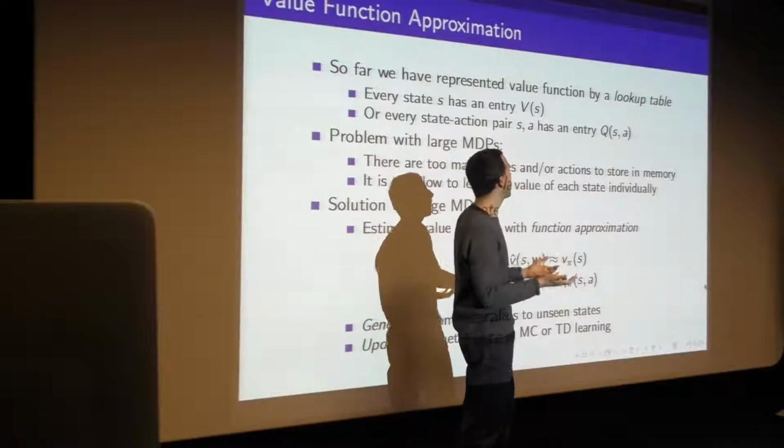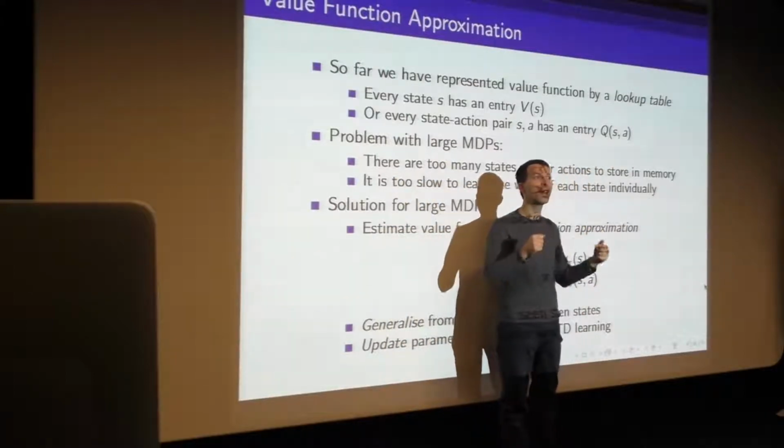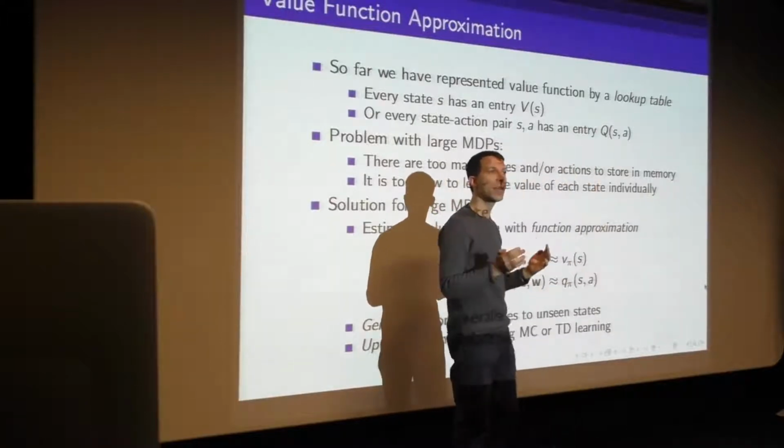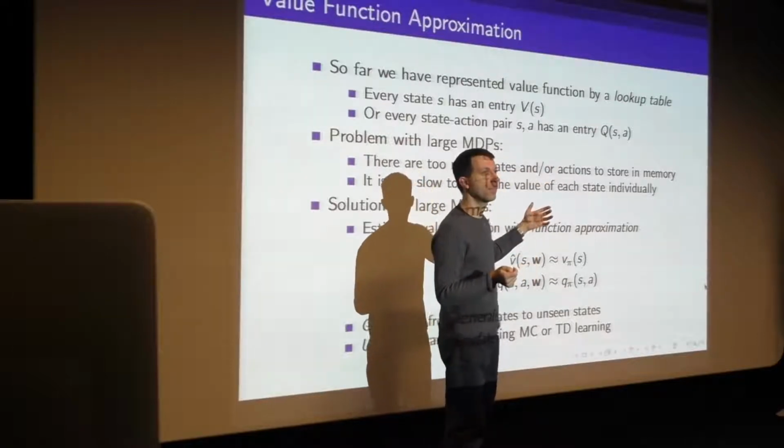But again, so far we were just restricting ourselves to this giant table that has an entry for every state and also for every action now. So think of this as a two-dimensional table for all states in your state space and all actions in your action space. We had a separate entry in the table.